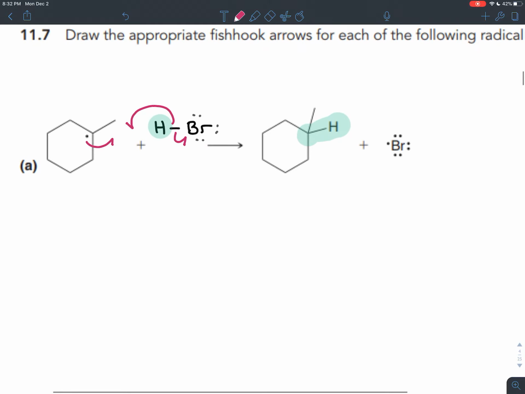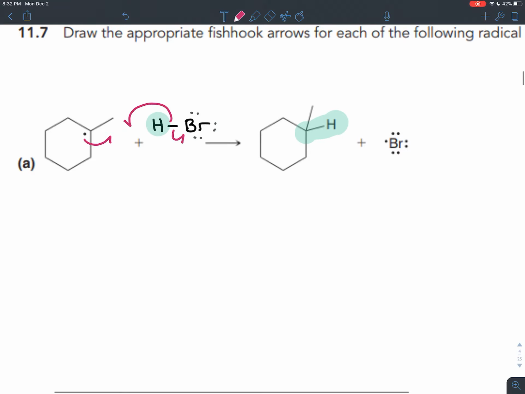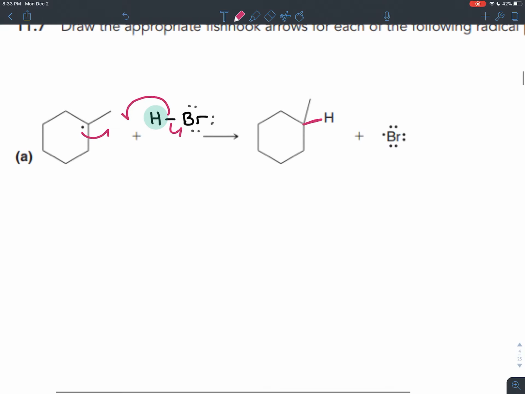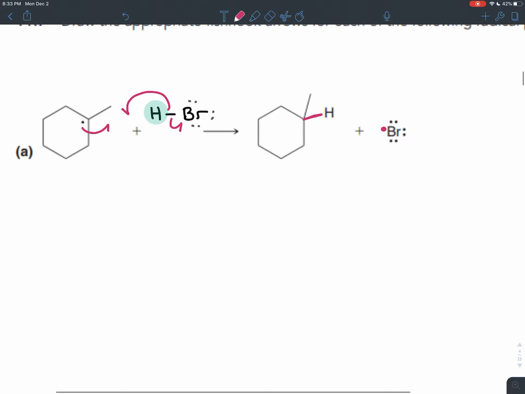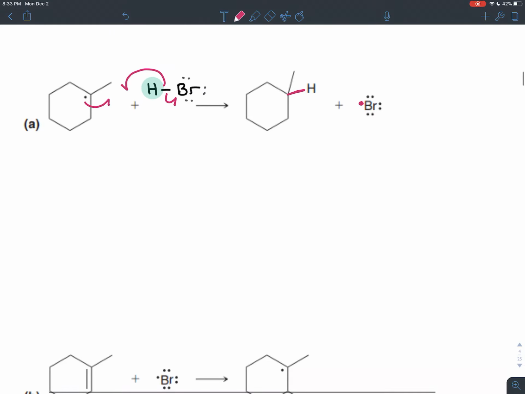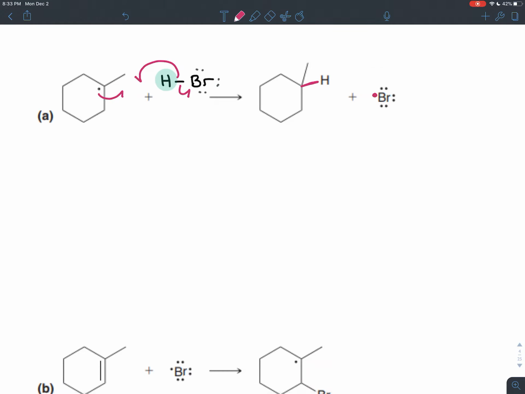So those are the 3 fishhook arrows that will accomplish that transformation. You'll notice that this bond here is the bond formed by these 2 fishhook arrows, and this radical is the electron formed in that fishhook arrow. So this should look a little bit weird in terms of mechanism. It's definitely different from what we've done so far. But hopefully with a little more practice, it'll become more intuitive.